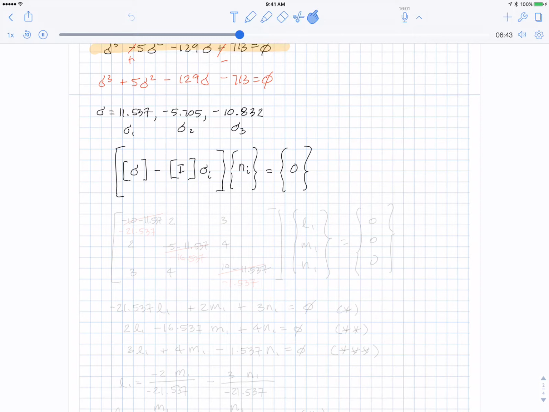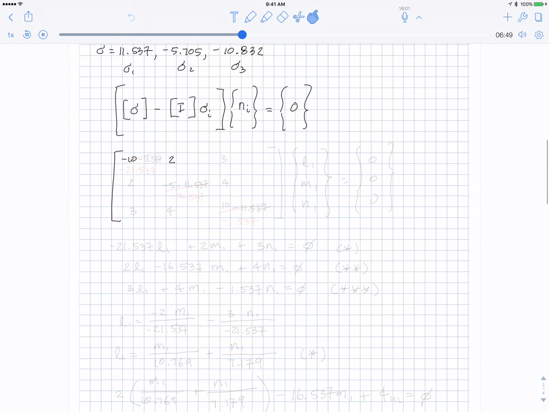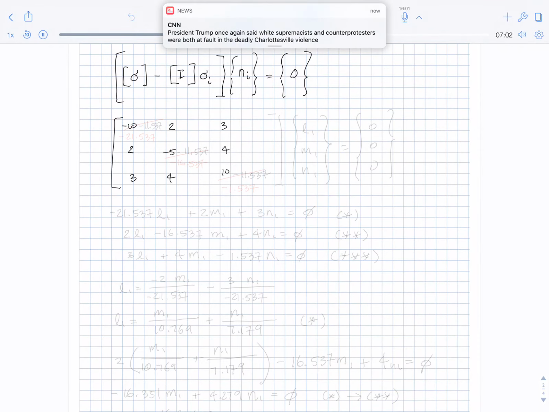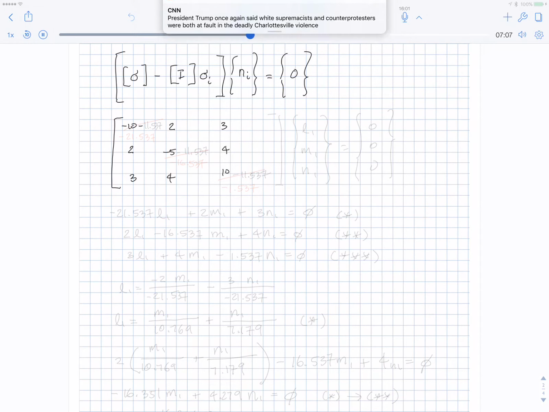So let's write out the stress tensor. It was minus 10, 2, 3, symmetric, minus 5, 4, symmetric, and 10. What we need to do is subtract the principal stress. So let's do the first one, 11.537, and you subtract it down the diagonal.